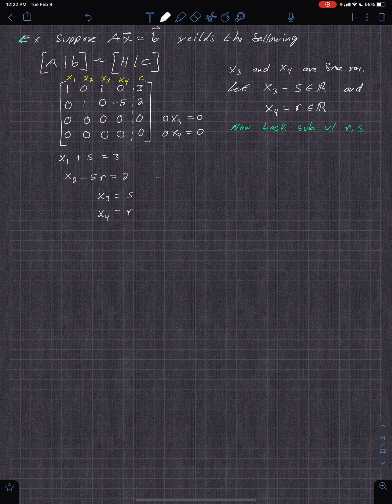Now let's write that in a better form. And so you get x1 is 3 minus s, x2 is 2 plus 5r. And just basically, I'm just substituting in right there and just setting it equal. And then now I'm solving for each variable. x3 is s, and x4 is r.